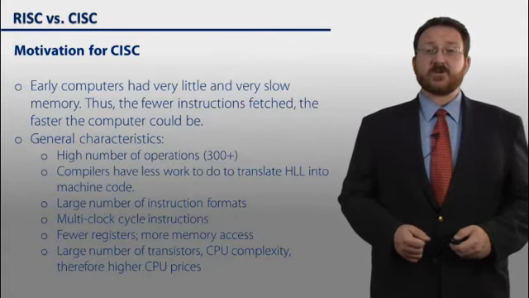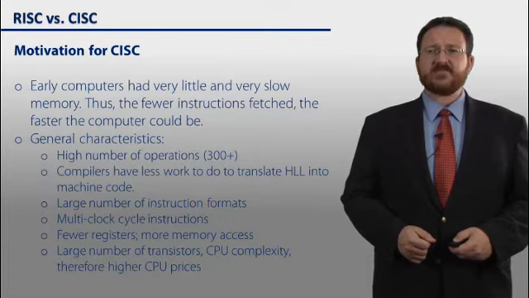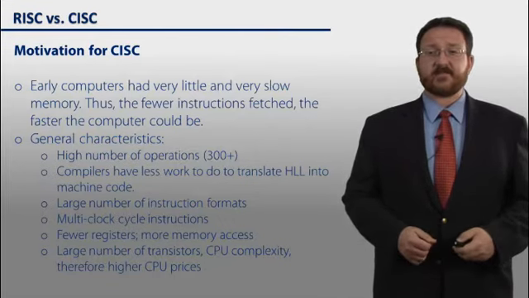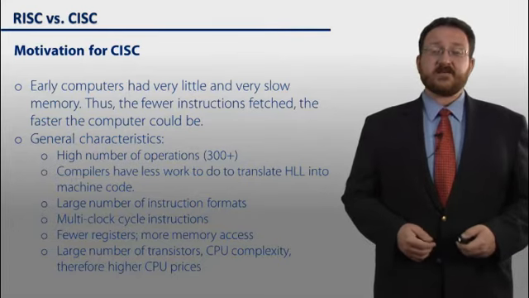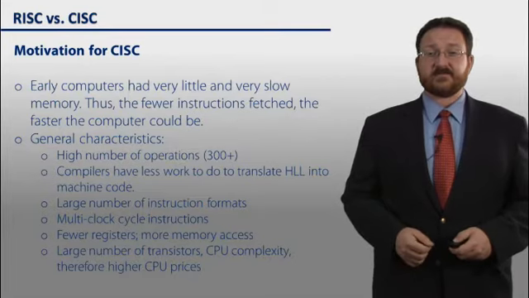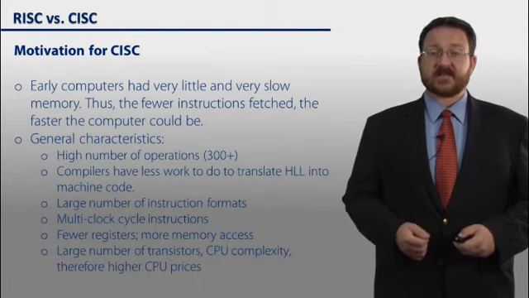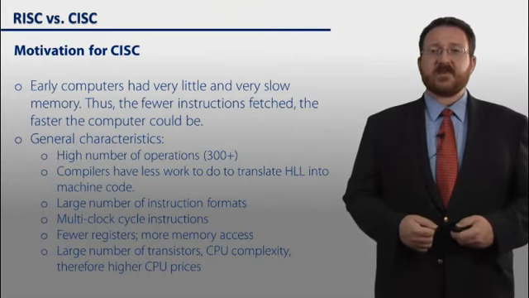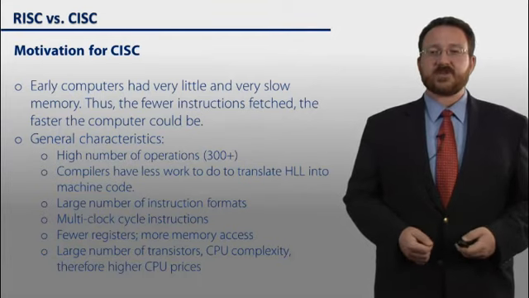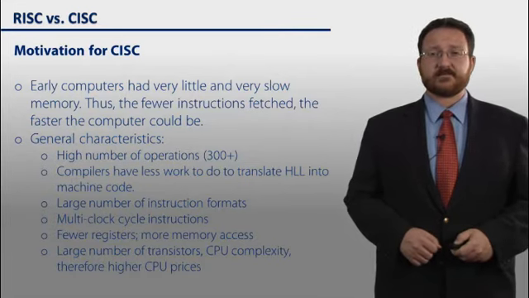There are also a large number of instruction formats, perhaps dozens of instruction formats. And these formats are of varying lengths, from say 1 to 15 bytes in length. More than that, some of these instructions take very few clock cycles and some take many clock cycles. There were generally fewer registers and more memory accesses in the complex instruction sets. And because of this, the complexity of the CPU means that there were a large number of transistors on the CPU and therefore higher CPU prices.